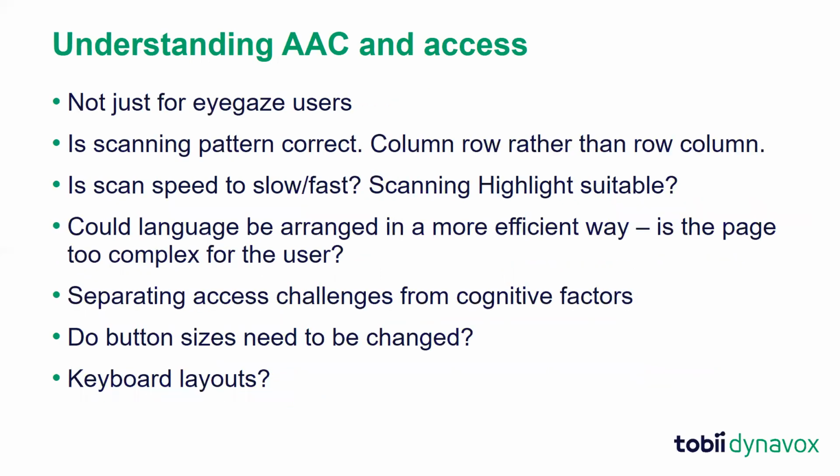Once again, it's not just for eye gaze users, so we have used this when we're working with switch scanning users. Is the scanning pattern correct for that person? Is it how they are scanning the page? Maybe we need to do a column row scan rather than a row column scan. Maybe their scan speed is too fast or too slow, or maybe we've not got the correct highlights for their scanning pattern, because we can see that they're not processing. By the time they've read the word, the scan's already moved on, for instance.